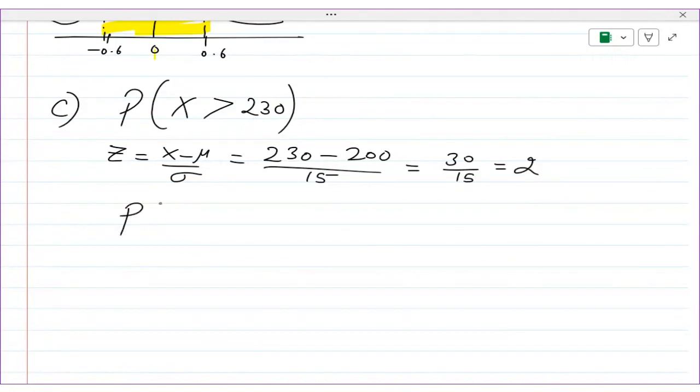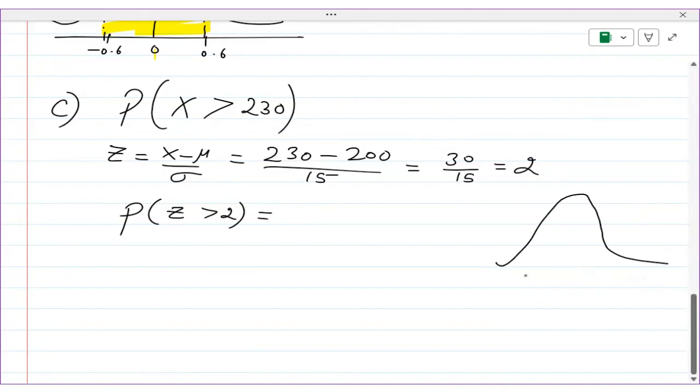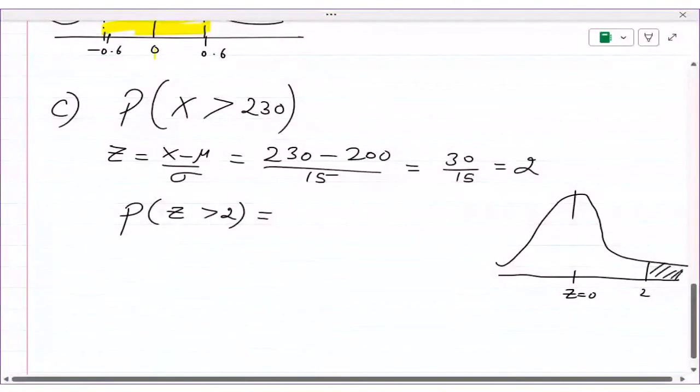Here we have to find the probability that Z is bigger than 2, because 230 means Z equal to 2. In the exam I don't know what will be given to you, so you have to do the problem as per that. You should always draw the diagram for understanding purposes. The center is 0, Z equal to 0. Somewhere here you will have 2, and you have to find the probability of Z bigger than 2.